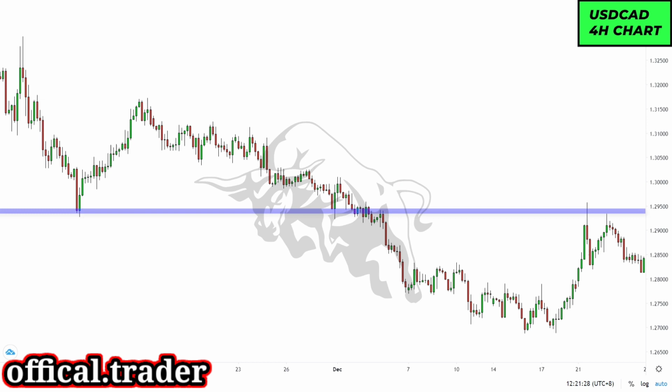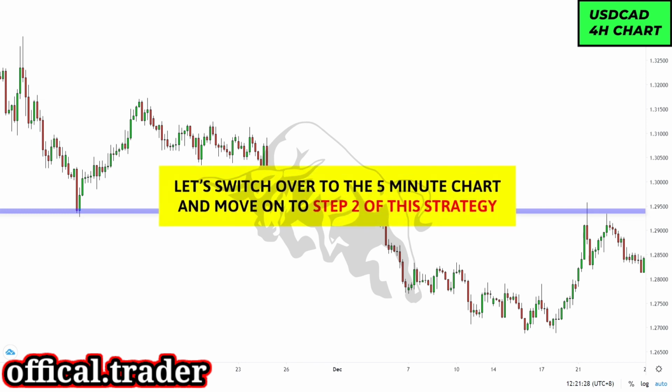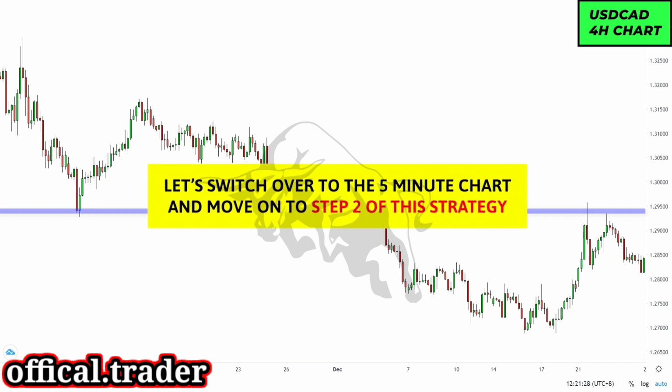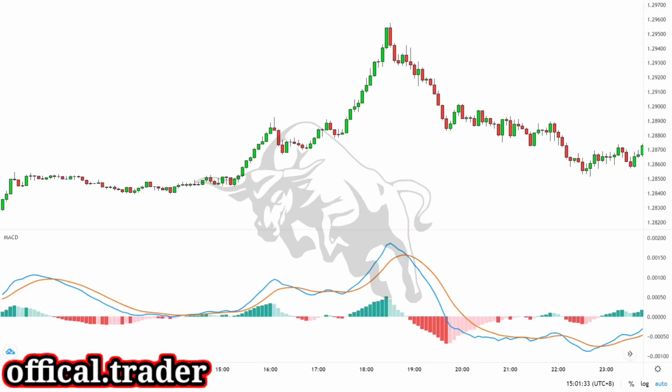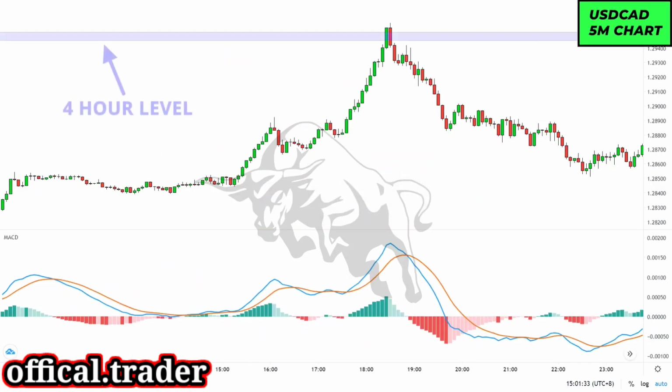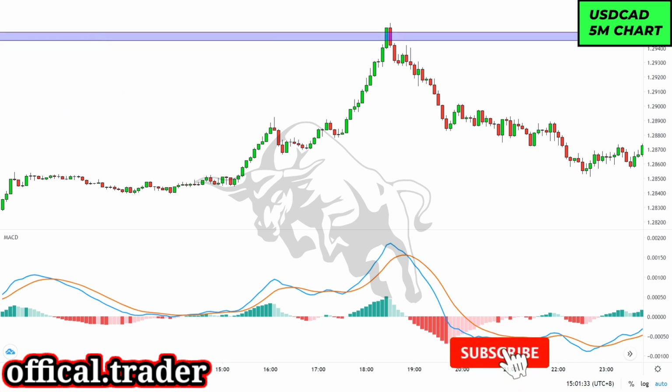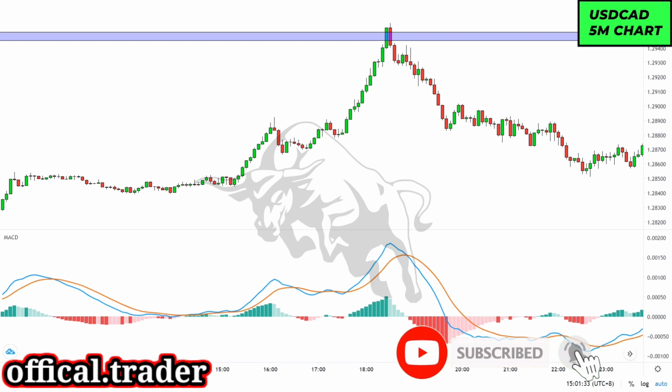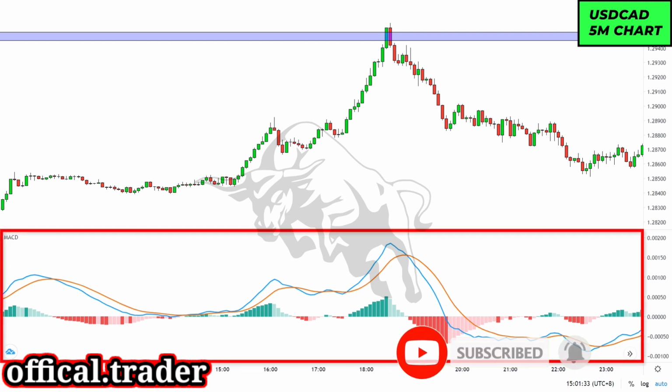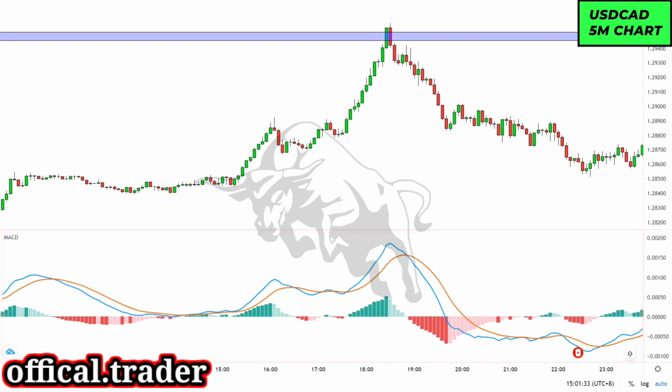So now that we have this level drawn in, let's switch over to the 5-minute chart and move on to step 2 of this strategy. So here we are on a 5-minute chart of the dollar Canadian. Here is our level that we took from the 4-hour chart. So now that we've established a trade premise from the higher time frame, we can use the MACD on the lower time frame to help us find an entry opportunity for this trade.